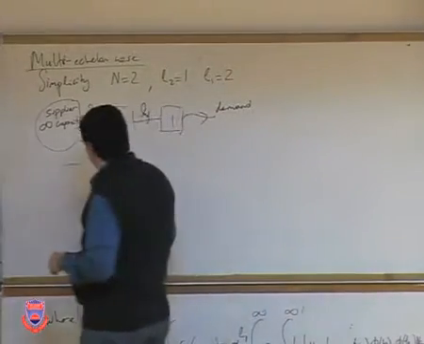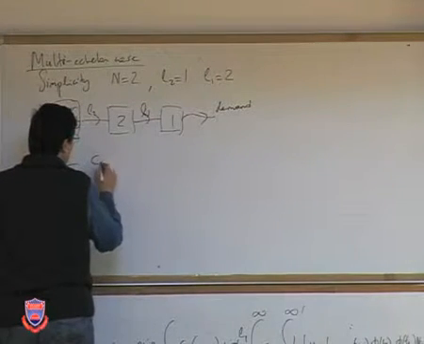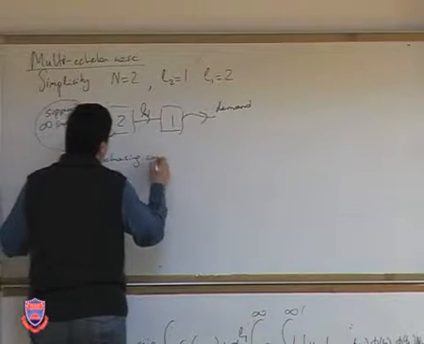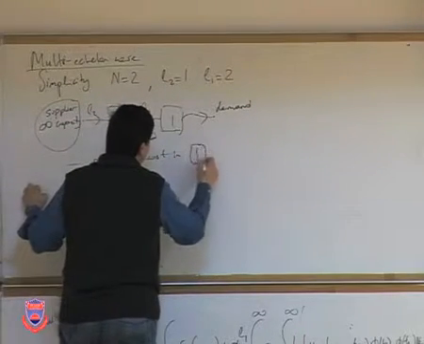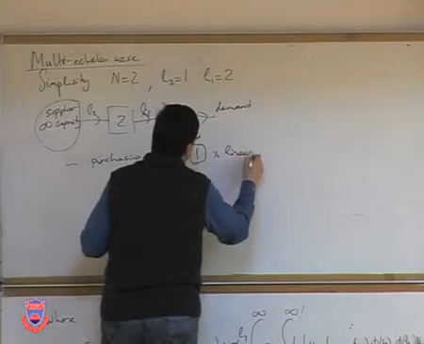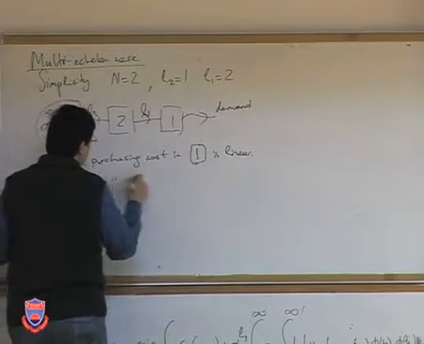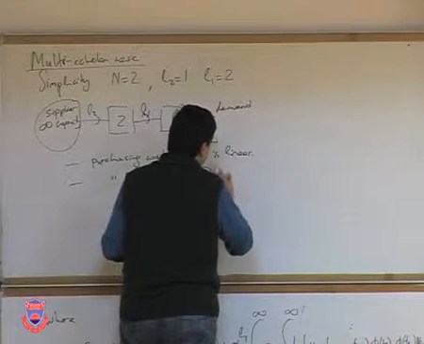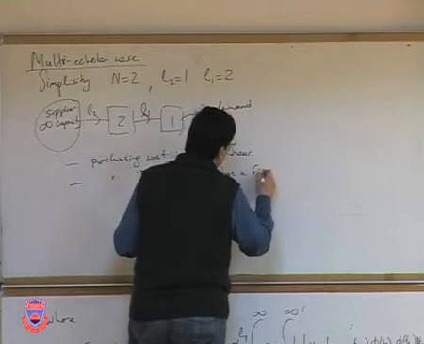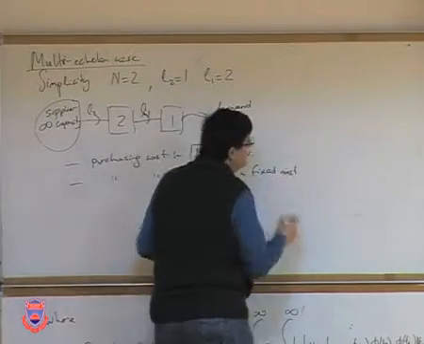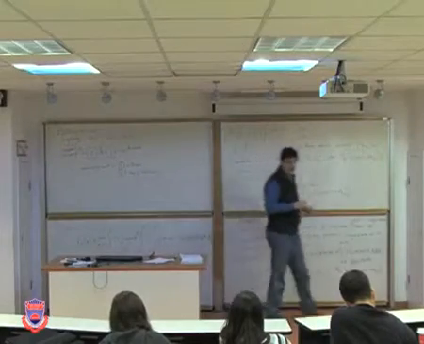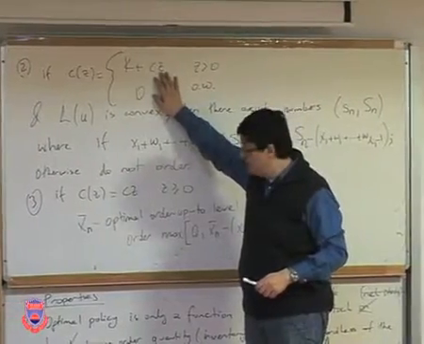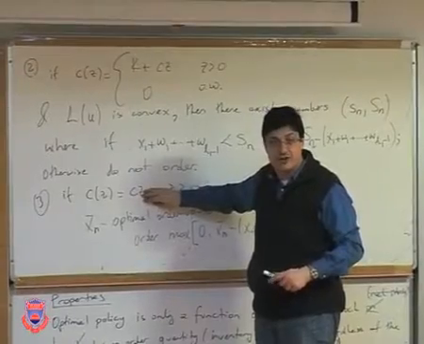We are assuming that C, the purchasing cost in 1, is linear. Purchasing cost in 2 has a fixed cost. So remember, we had 2 different types of cost functions. This is the purchasing cost function for installation 2, and this is the purchasing cost function for installation 1.